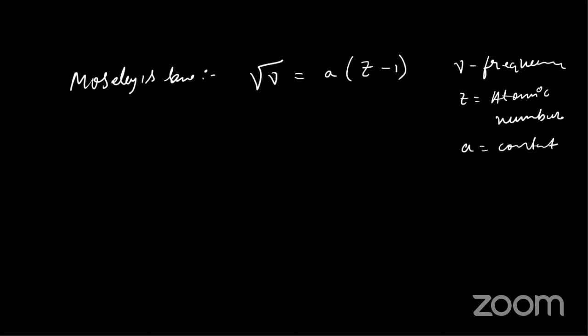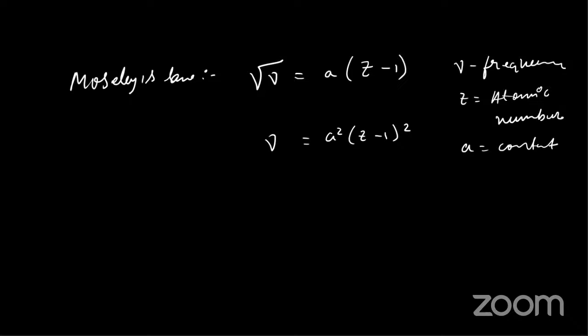So we can manipulate this formula in any way. We can convert from frequency to wavelength. It's very simple. Squaring on both sides, I get root of frequency squared is equal to a squared into (Z minus 1) squared. Square and square root get cancelled out. I get frequency is equal to a squared into (Z minus 1) whole squared.